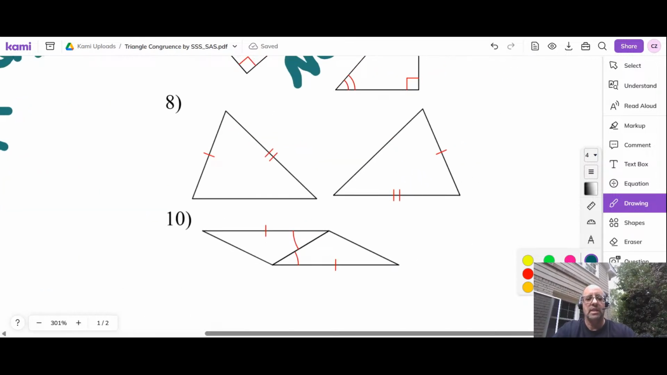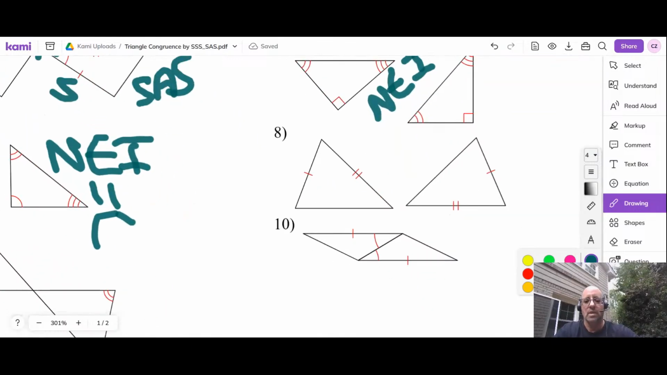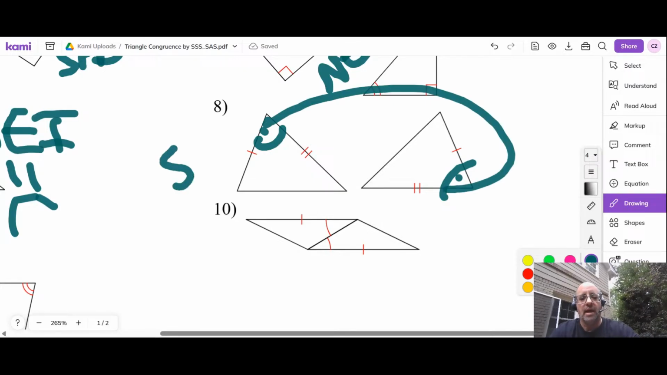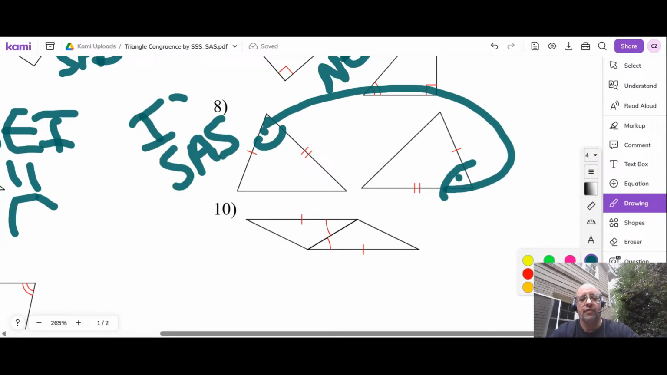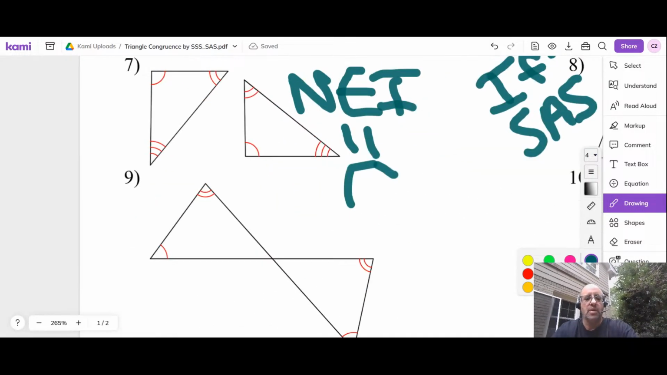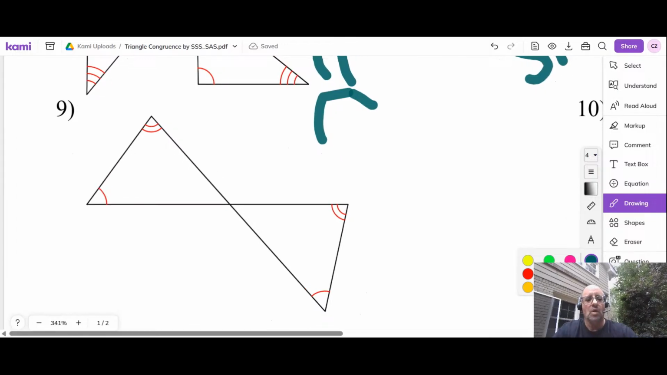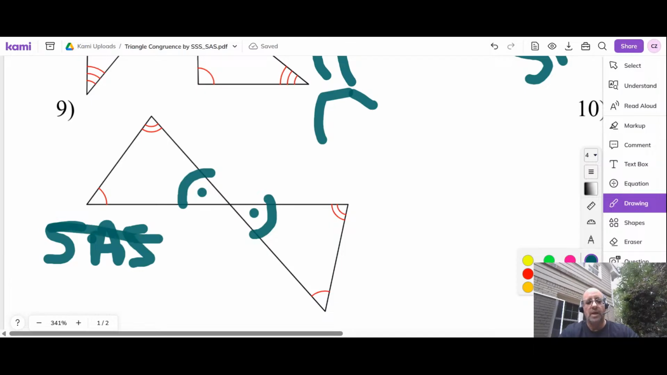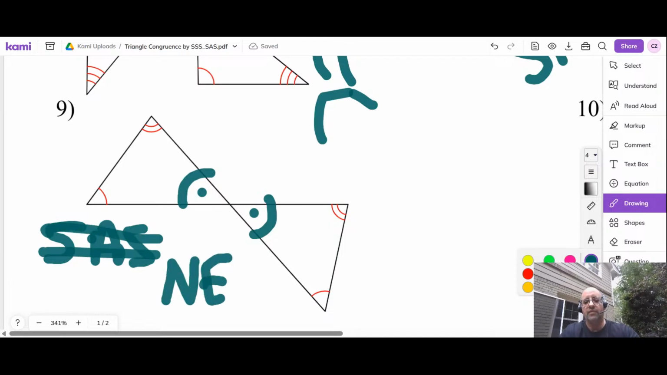Oh, let's take a look. What about number 8? Well, if somebody told us that these were the same, then I could have side angle side. If somebody told us that. Now, what about number 9? Well, we do know that those two are congruent. So if we wanted to use side angle side, we would need a couple of sides congruent. And we have lots of angles, but there's still not enough information.